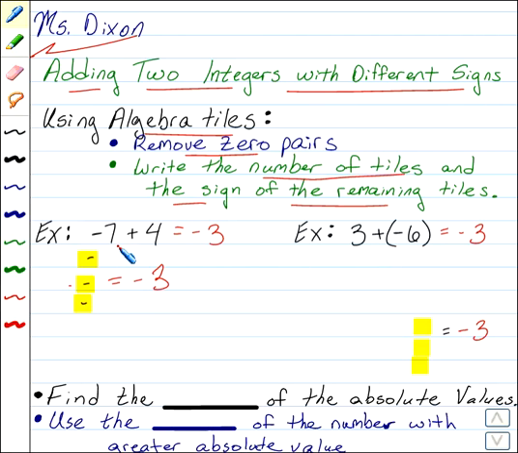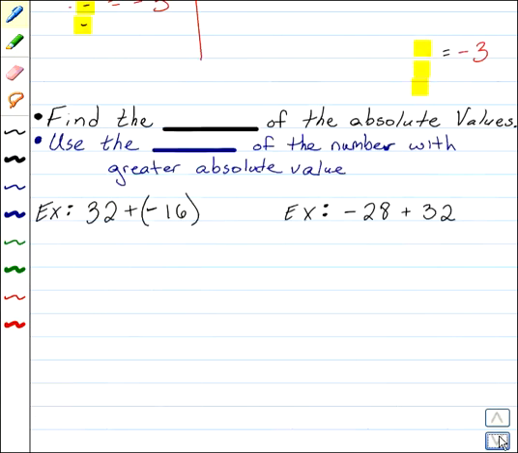Notice here that the answer, 3, is the difference between 7 and 4, and the difference between 3 and 6. The sign of the answer, the negative sign, is the sign of the number with the greatest absolute value. The 7 is greater than a 4, and the 6 is greater than 3. So really what we need to do is find the difference between the absolute values of the numbers, and then use the sign of the number with the greatest absolute value.